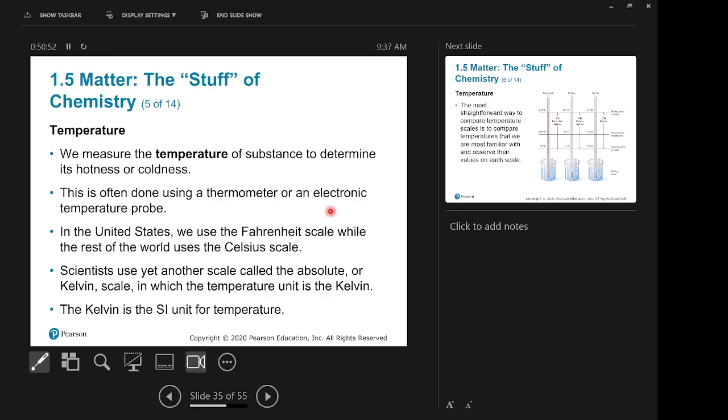Again, the Kelvin is the SI unit. It is the one that is preferred in science. Does every scientist use it? No. Sometimes they put Celsius, almost never Fahrenheit, but every now and then.